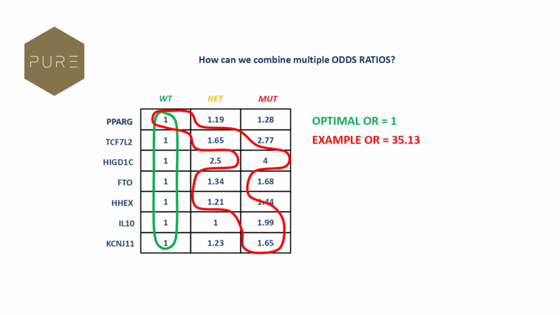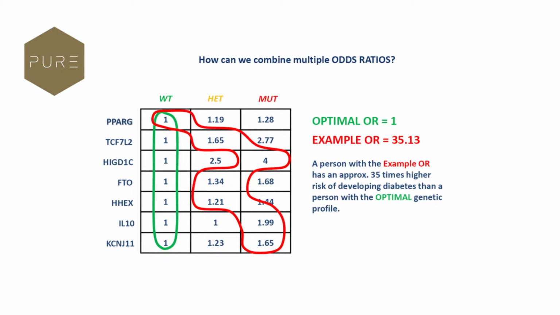So comparing the 2 different examples, the optimal type and the random increased mutation type, means that, as an example, a person with this red genetic type has a 30 times higher risk of developing diabetes than a person with the optimal genetic profile. So this is how you work with multiple odds ratios.